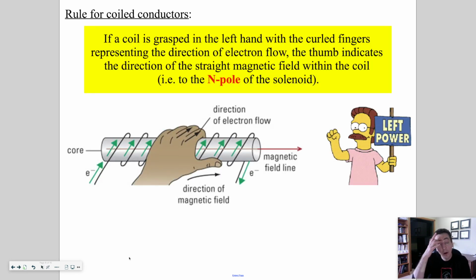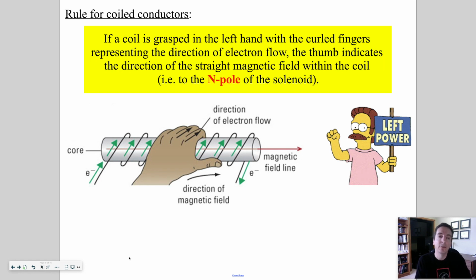Now, what if you've got a coil? This is sometimes what we call the second left-hand rule, or the rule for coils. So you take that straight wire and then you wind it in a coil. What happens is you get a differently shaped magnetic field. You get a dipole field. So it's a different rule.